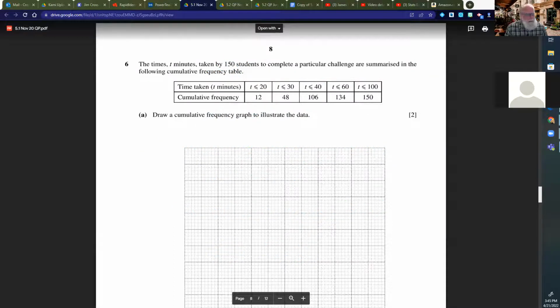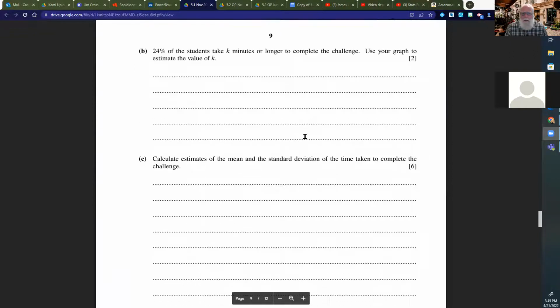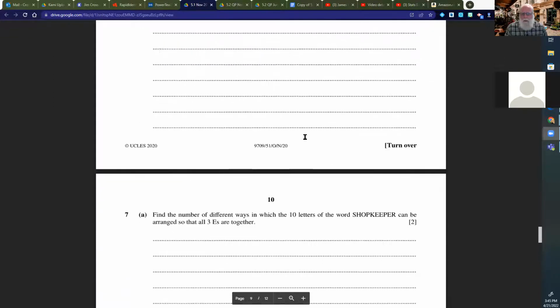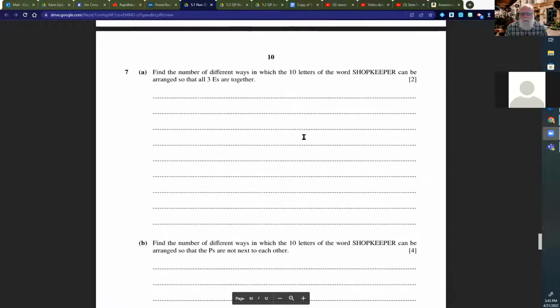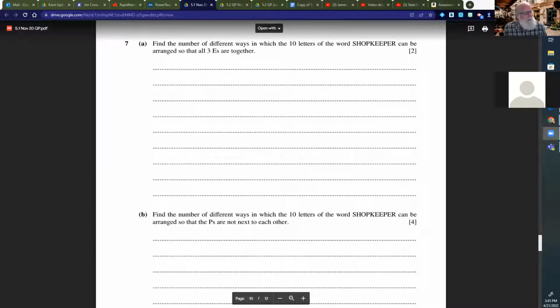And then you said you didn't do the next one either? Yeah, number 7. Let's take a look at that one. Here it says, find the number of different ways for the word shopkeeper. Oh, you know what? Someone was laughing about this today in class. Cameron was saying she hates this one. All right. Find the number of different ways in which the 10 letters in the word shopkeeper can be arranged.